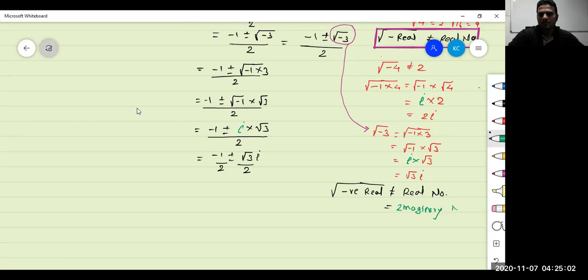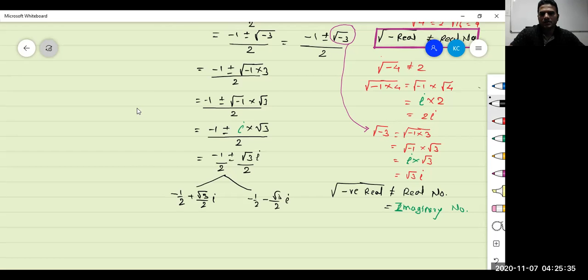Imaginary number. It is called the imaginary part. So with the I or without I, we can observe the number. We'll make this as a two split form: one is the plus, another one is the minus. So this is minus 1 by 2 plus root 3 by 2i. This is another form, minus 1 by 2 minus root 3 by 2i.